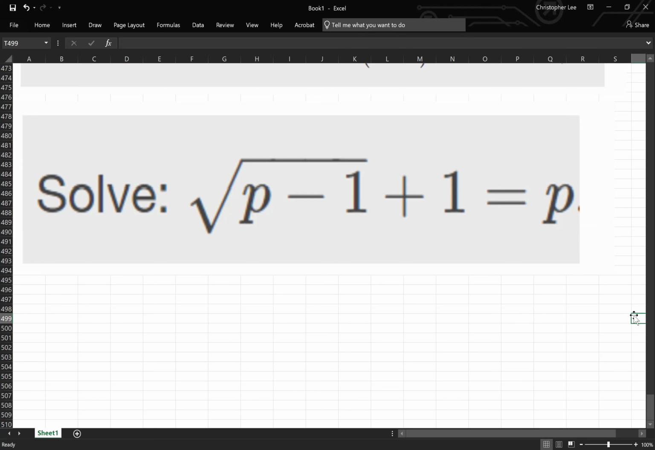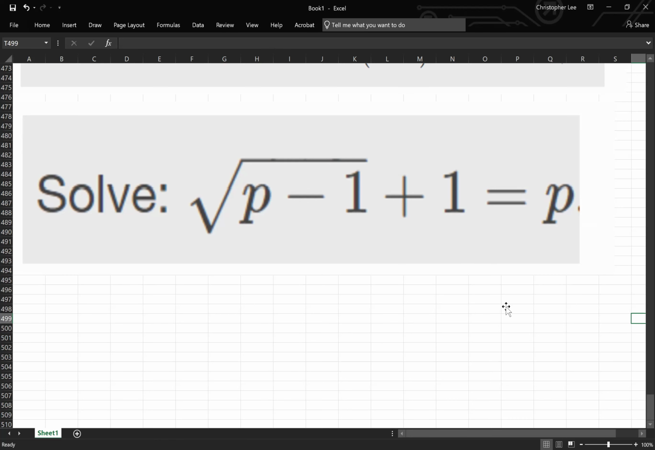Almost there. I want to isolate the radical. That's the goal because that radical is a pain. So what should I do first? Subtract the one, right?